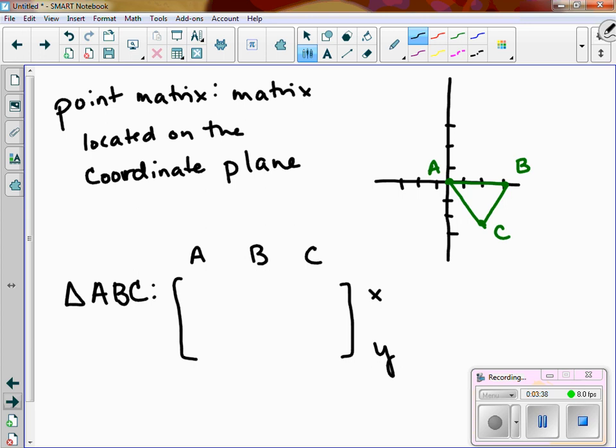So point A would be located at 0, 0. Point B is located at 3, 0. And point C is located at 2, negative 2. Based on this matrix, if I didn't have the graph and had just the point matrix, I could graph this from it. And it doesn't matter if you have a triangle or a square or any other type of polygon, just so long as you know that it's x above y.